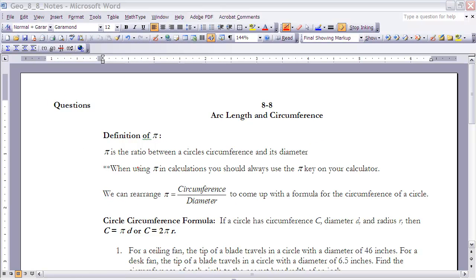Okay, these are the notes for section 8.8, arc length and circumference. If you haven't done so already, make sure you pause the video at this time. Read the section first before going on with this video.